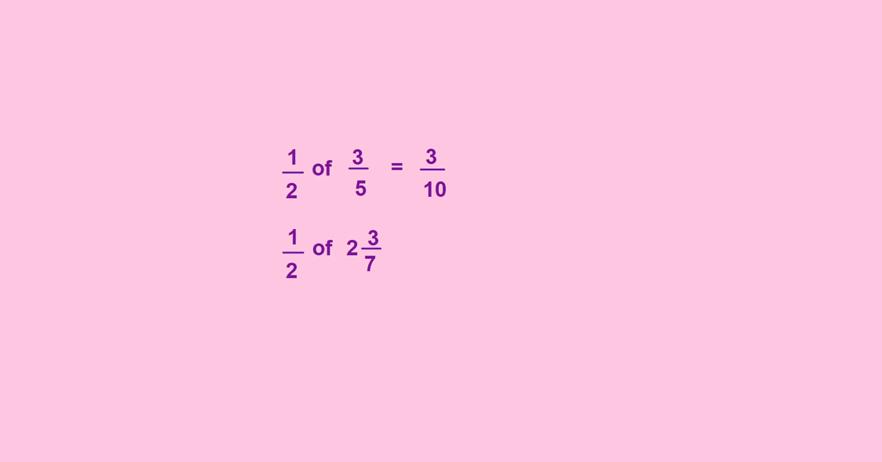Now how will you find out 1 by 2 of 2 3 by 7? First change the mixed fraction into improper fraction. This you can rewrite as half of 17 by 7. That is 2 7s are 14, 14 plus 3, 17 by 7. Now you find out its half. That you can write as same numerator 17 and 2 7s are 14.